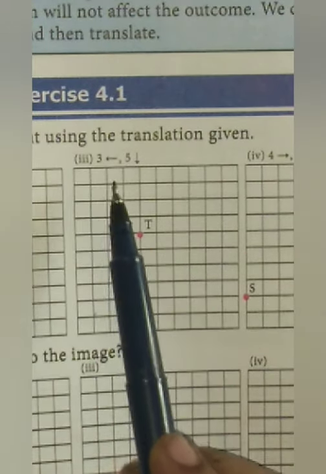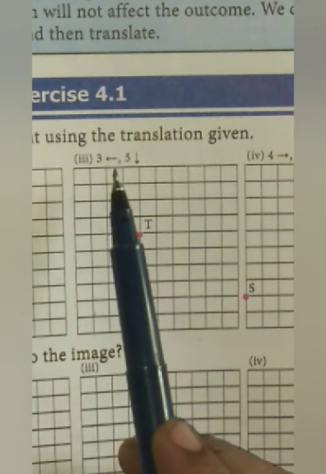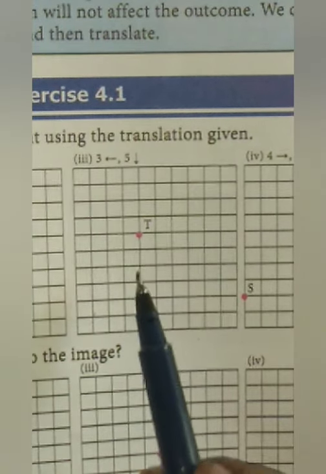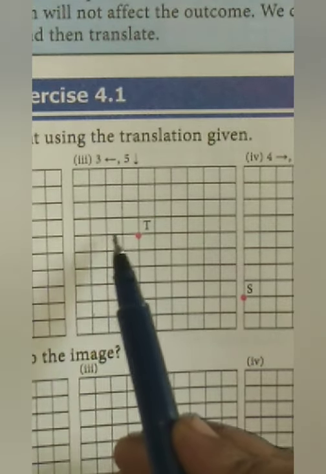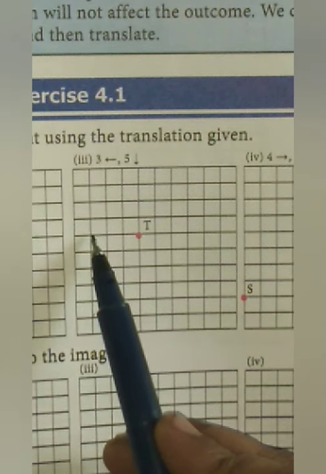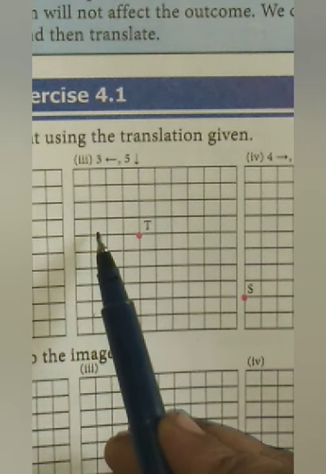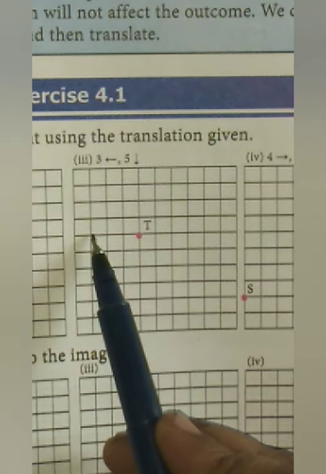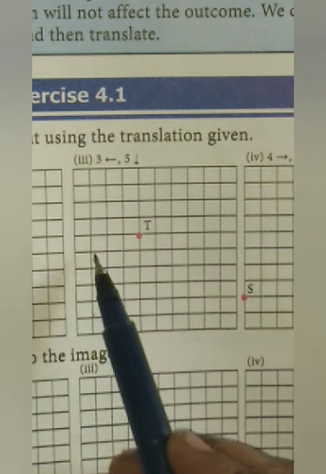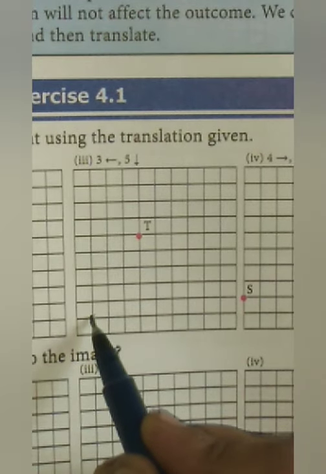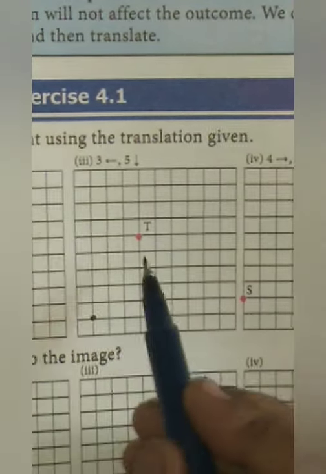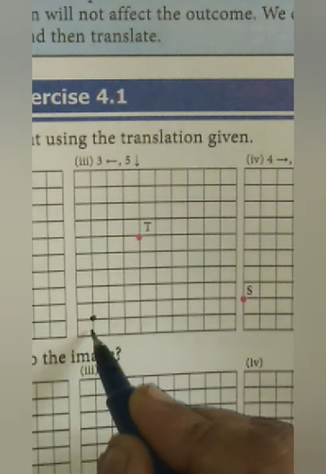Third subdivision, we have 3 and a leftward arrow. So move this point 3 units towards the left. 1, 2, 3. Next, after the comma, we have 5 and a downward arrow. So bring this point 5 units downward. 1, 2, 3, 4, 5. So the new position of the point lies here. Since it is denoted as T, let us denote this new position of the point as T dash.